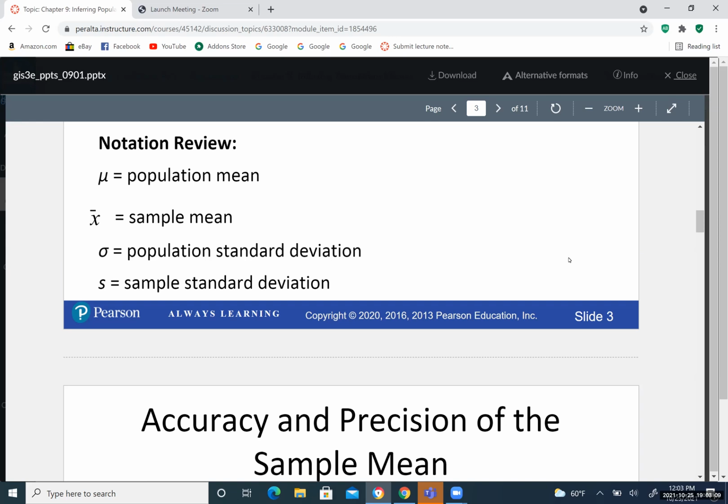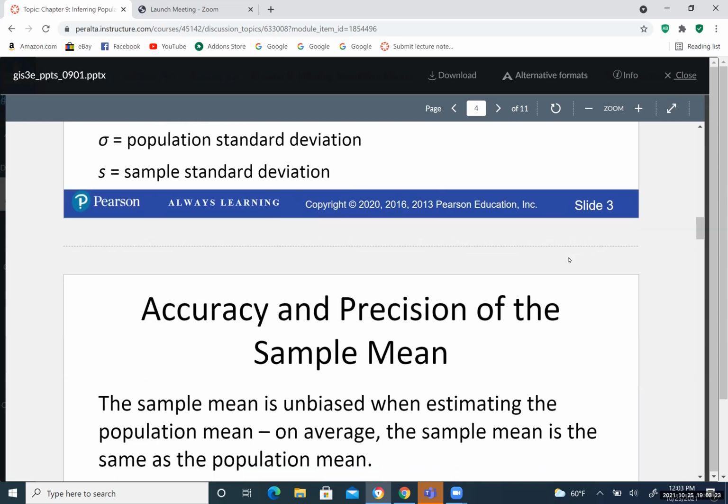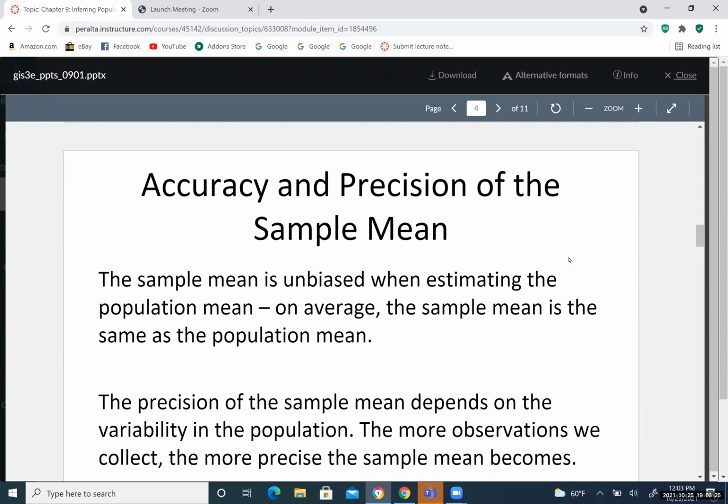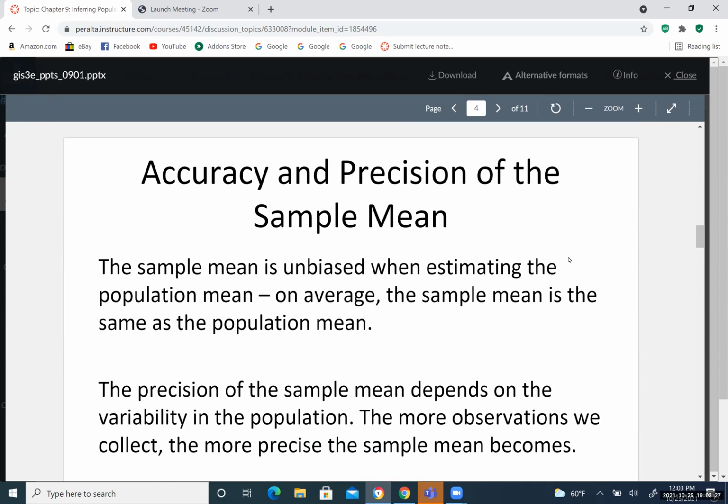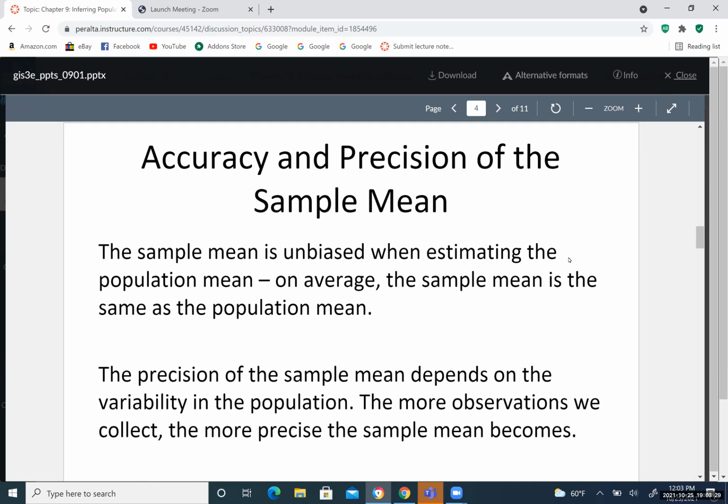Okay. And in other words, we have different letters for mu and sigma, so they are called parameters. Okay. So let's go deep into the activities here to identify accuracy and precision of the sample mean.